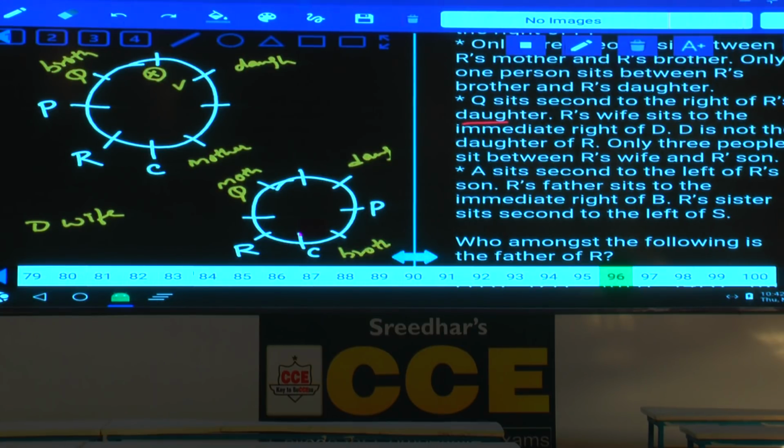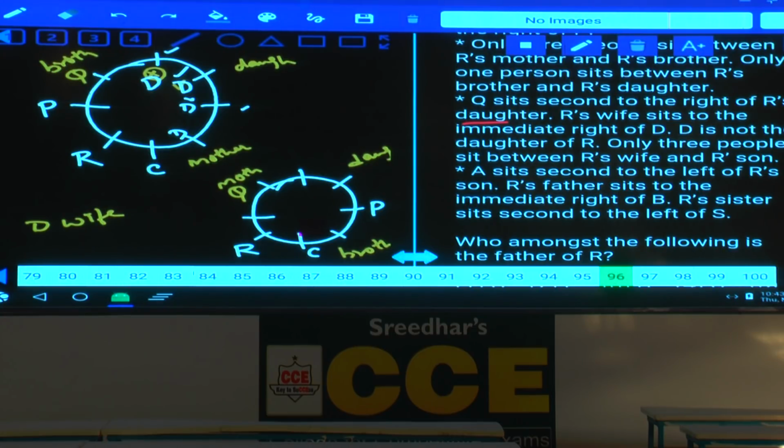R's wife sits to the immediate right of D. Now we are discussing about D. Now this D cannot be at this place. Are you following this one or not? If D is here, wife and brother must be in the same place. And in this one, tell me whether D can be here or not. Yes, it is possible. If D is here, wife can be here, and D cannot be here. And if D is here, wife can be here. How many possibilities we have?